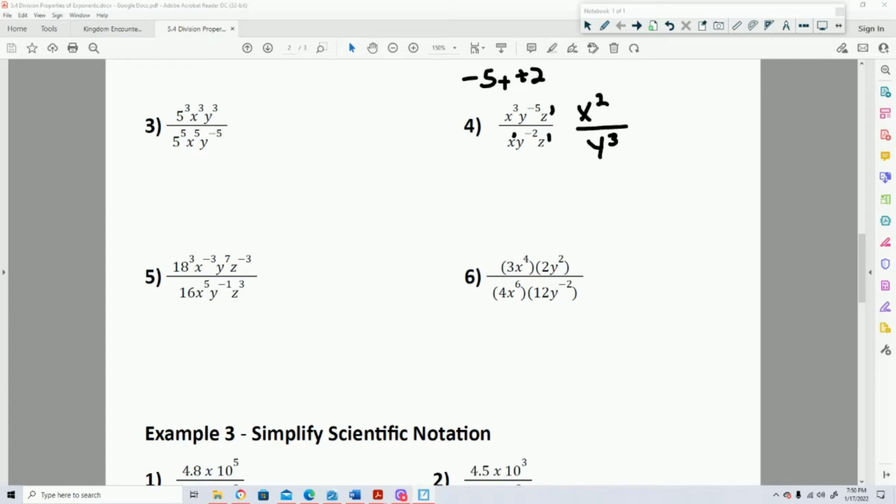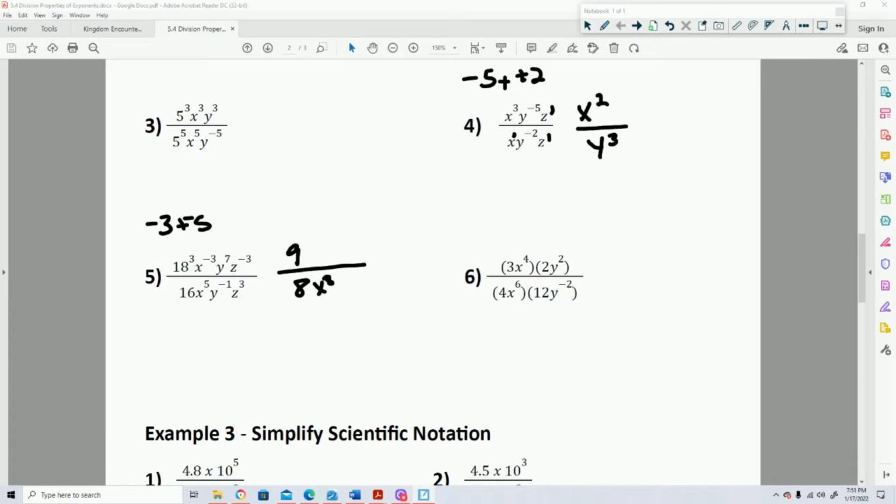Okay, two more for this clip. We have 18 over 16 here, so I can't divide this because it's not going to give me a whole number, but I can certainly reduce it. So I'm going to divide by 2 and get 9 over 8. Okay, 9 over 8. Then let's look at the x's. I've got negative 3 minus 5. Negative 3 and a negative 5 give me negative 8. So x to the negative 8 goes on the bottom as x to the 8th. Go ahead and stick it down there.